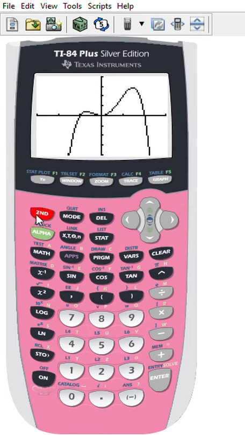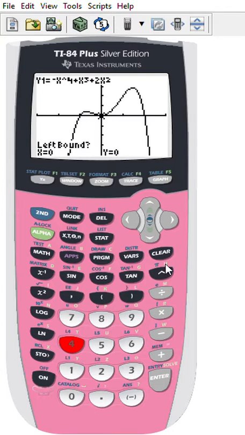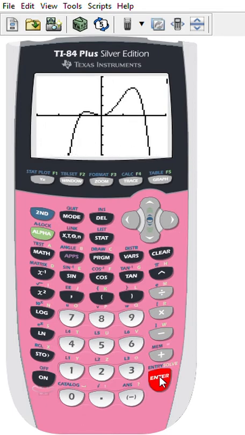So if I want to know where that is, I'm going to go second trace. I'm going to go to number 4, maximum. And I'm going to arrow over just really close to the left and really close to the right. And I can see, all right, here is my maximum value. So rounded to 3 decimal places out, 2.833. So I'd put my maximum is 2.833, unless they ask for the ordered pair, at which point I would put the whole ordered pair.